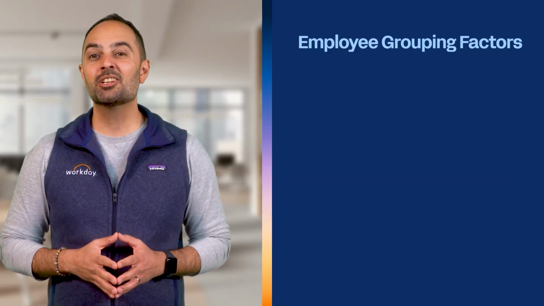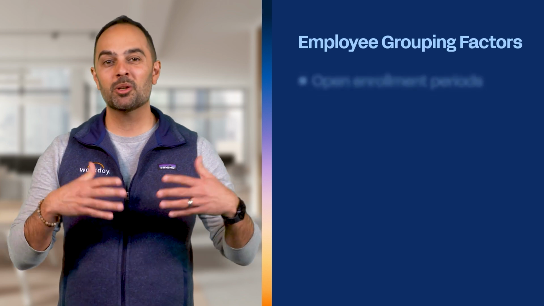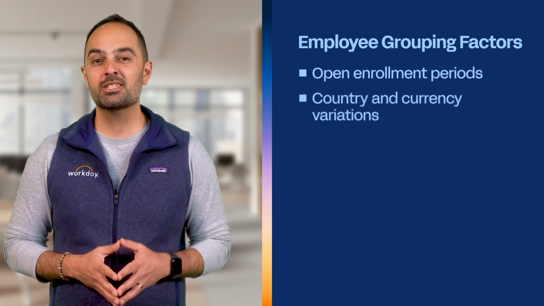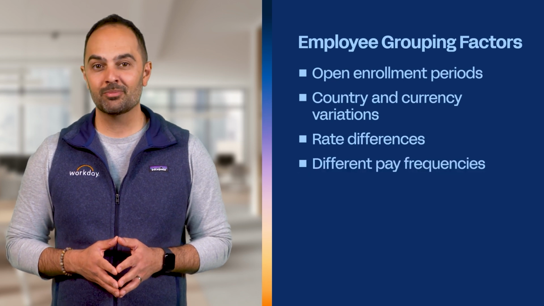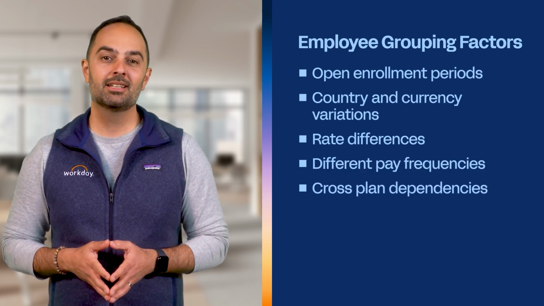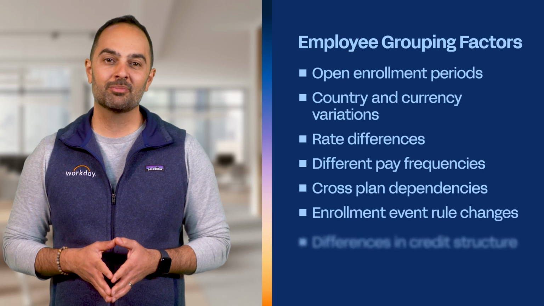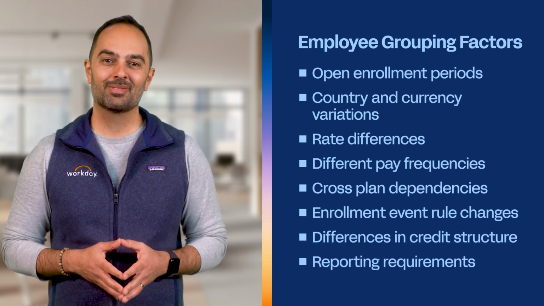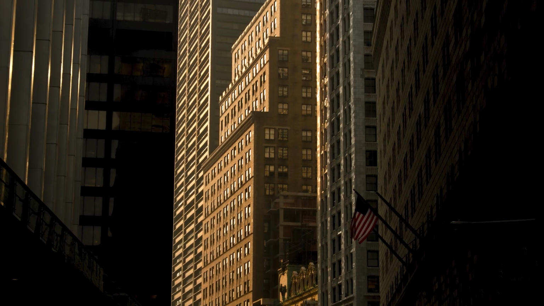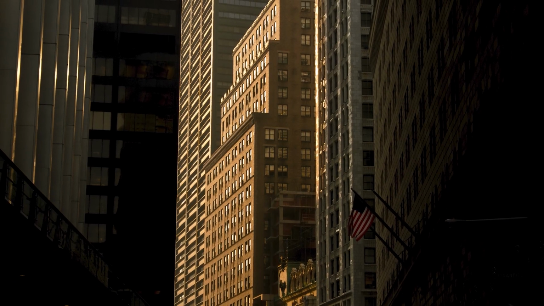They group employees based on different factors, including open enrollment periods, country and currency variations, rate differences, different pay frequencies, cross-plan dependencies, enrollment event rule changes, differences in credit structure, and reporting requirements. The first step to segmenting your populations is to consider how many countries your company operates in. Because benefit groups include the currency, having different country-specific benefit groups ensures that employees' benefit costs display correctly.